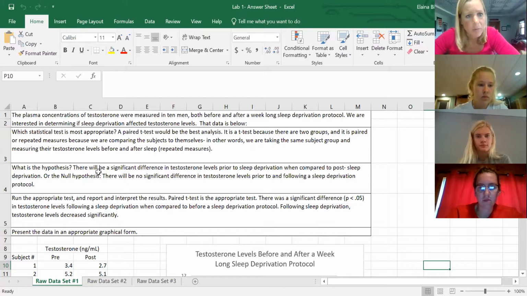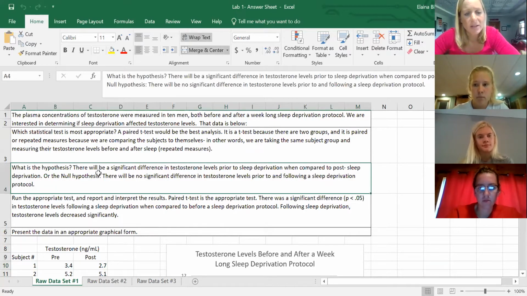Okay, when we write the hypothesis, it should be speaking in the future tense, if that makes sense. So what do you plan to see, or what do you hope to see, right? So there will be a significant difference in testosterone levels for blah, blah, blah, okay?